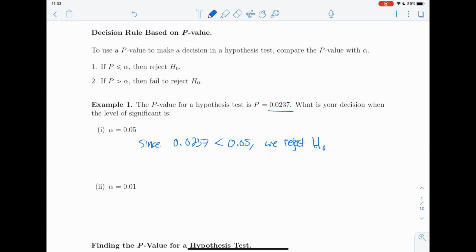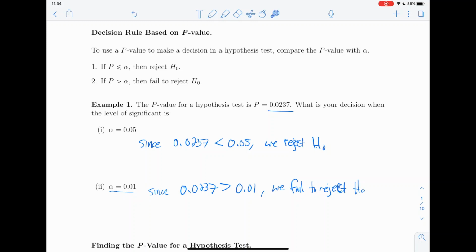But, for example, if instead we had something like a 1% level of significance, then what we'd observe is that that same p-value that we might conclude from our hypothesis test, 0.0237, is now greater than our level of significance, 0.01. So the conclusion is that we fail to reject the null hypothesis.